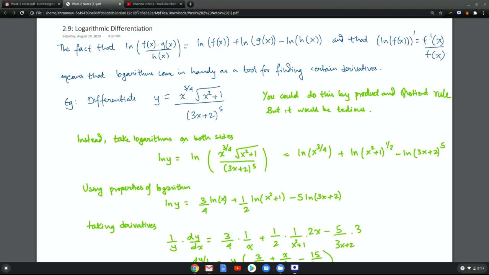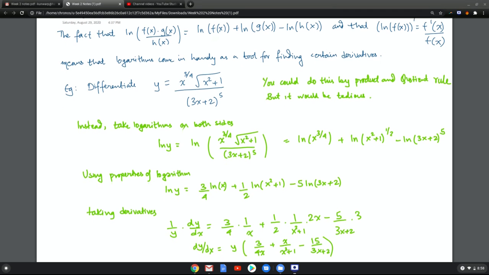And the nice thing about that is if I take the derivative of log of f(x), then it's just f prime x divided by f of x. So it comes in handy as a tool for finding certain derivatives. For example, if I have to differentiate this complicated looking function here, y equals x to the 3/4 times the square root of x squared plus 1, all divided by (3x plus 2) raised to the power 5, you could use product rule and quotient rule, but it would be super tedious.